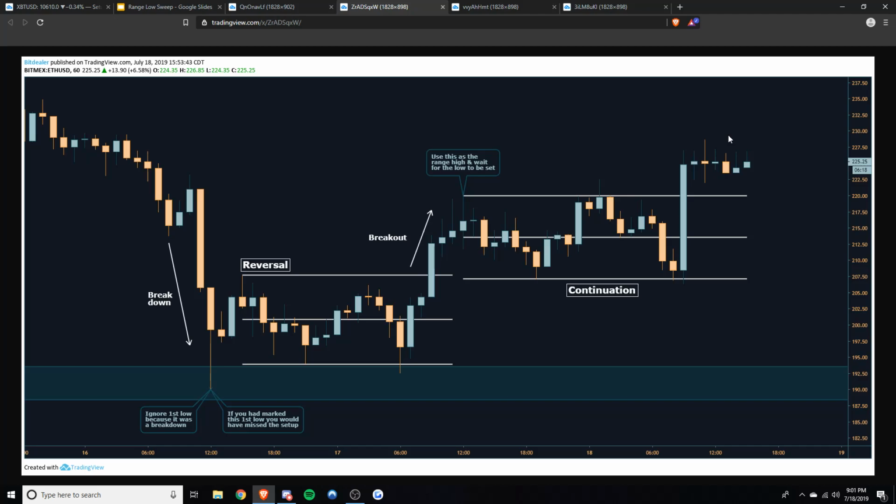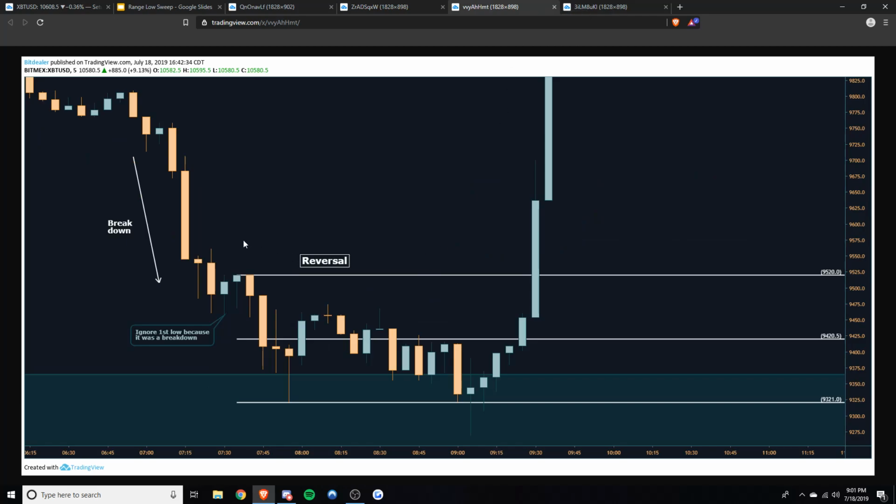But that was just a textbook example of both the reversal range low sweep and the continuation range low sweep. So moving on to the next one, we have another reversal pattern, another reversal range low sweep. We have the breakdown, and we ignore this first low that it made, right? Price broke down from this supply zone, set a low. We ignore the first low because it's a breakdown.